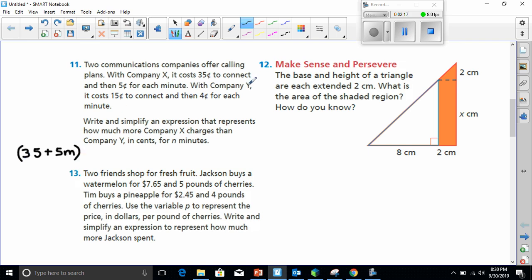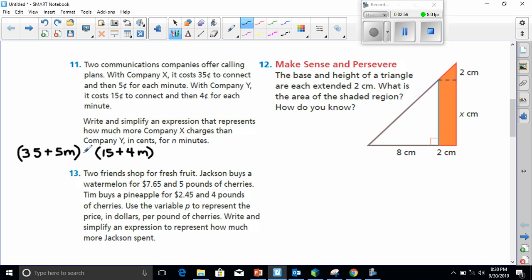This says with company Y, it costs 15 cents to connect and 4 cents for each minute. So I can make their expression 15 cents to connect, add 4 cents for every minute. So then it says, write and simplify an expression that represents how much more company X charges than company Y in cents for n minutes.